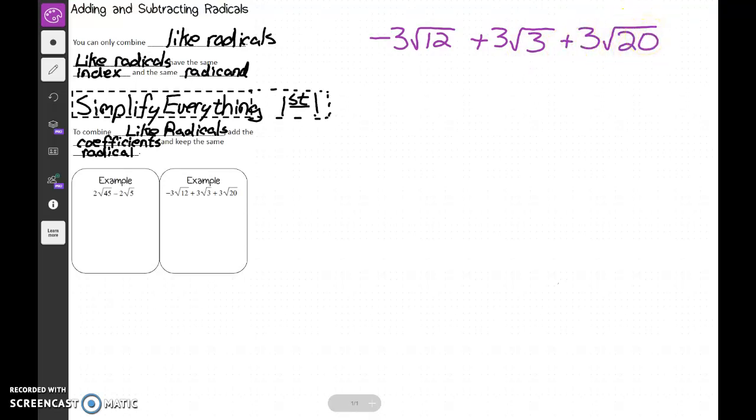Now notice, here every single radical is different. We have one radical that's the square root of 12, we have one that's the square root of 3, and we have one that's the square root of 20. So all 3 of these different radicals are extremely different in that aspect. So what we've got to do is break these down to their simplest form, and then we can look at adding or subtracting them to get our answers. So let's start with this 12.